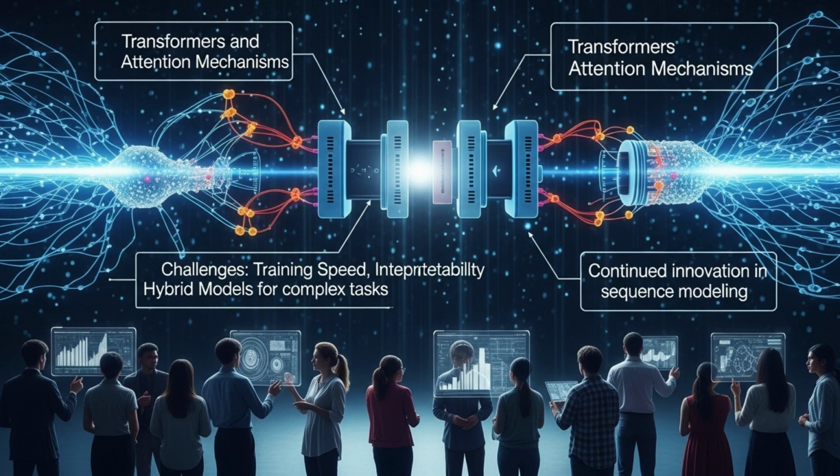However, RNNs still face challenges. Training can be slow for very long sequences, and interpreting their internal memory remains complex, making them less transparent than some other models. The future likely involves hybrid models, combining the strengths of different architectures. For instance, using RNNs for local context and transformers for global relationships could unlock even more powerful solutions for complex tasks. Continuous innovation in sequence modeling means new architectures and techniques are constantly emerging, pushing the boundaries of what AI can achieve with sequential data.